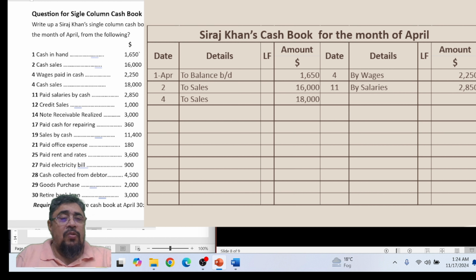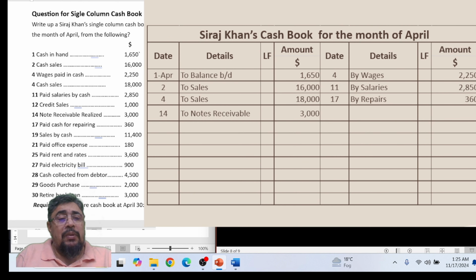On 14th April, note receivable realized. So this means now we are receiving the cash by the note receivable. So here we will write the date, 14th April, to notes receivable, and the amount is 3000 on the debit side. Next, on 17th April, paid cash for repairing. Now we are paying the cash, so record on the credit side. On 17th, by repairs, 360.